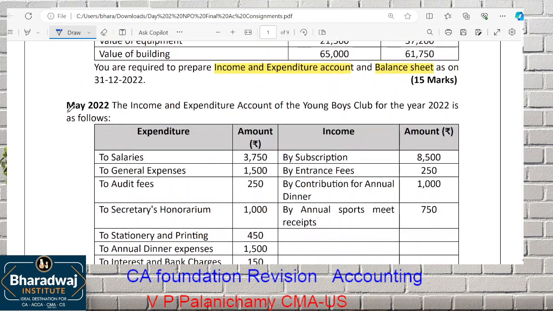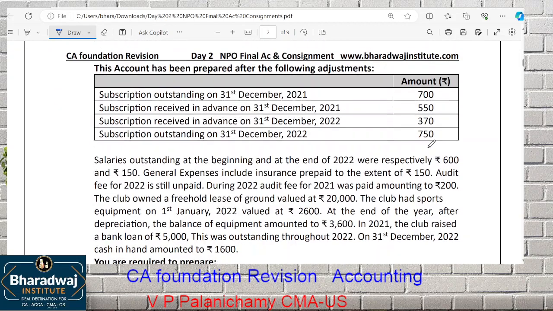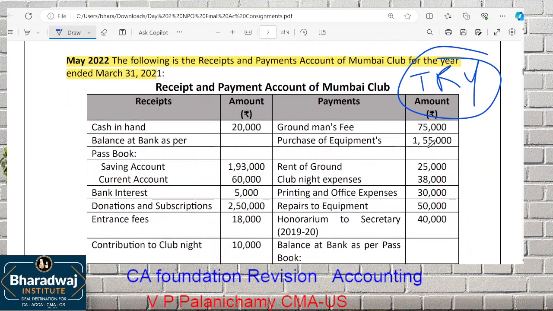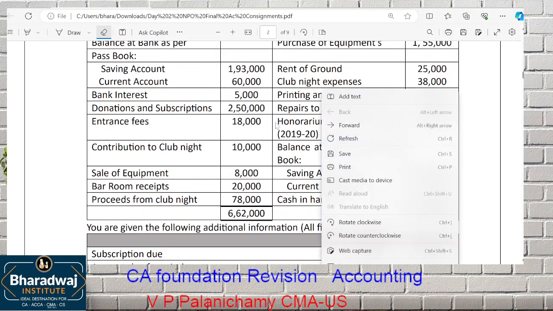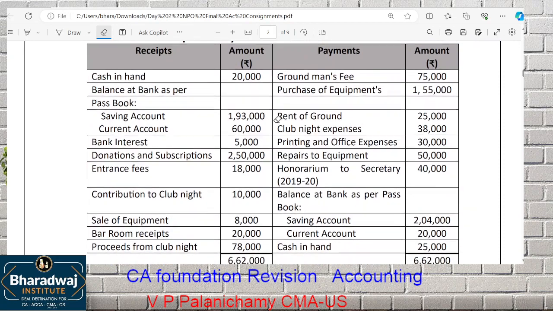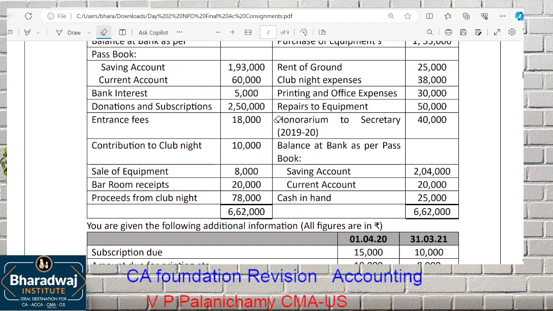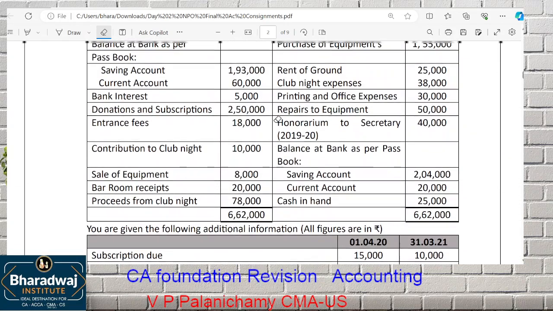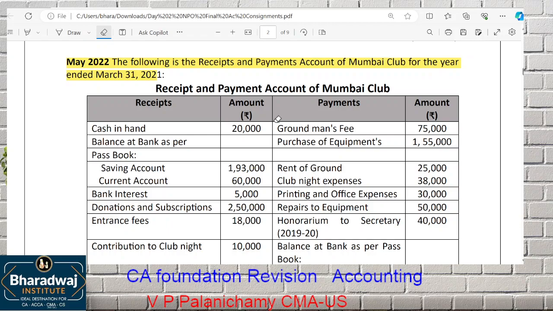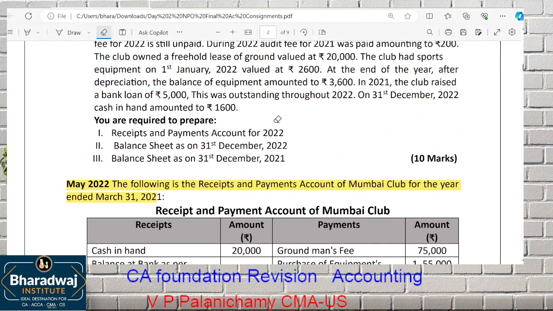In May 2022, there will be two questions. They have given the income and expenditure account and ask you to prepare it. This question can come later. Come to this question, page number 2, middle of the page. It starts with Mumbai club, go through that. Actually, in May 2022 they asked this question for 20 marks.